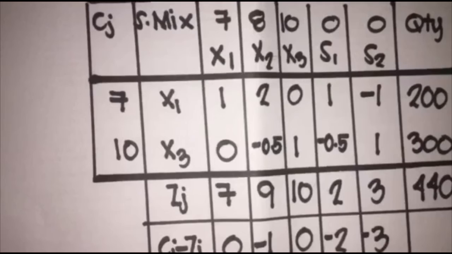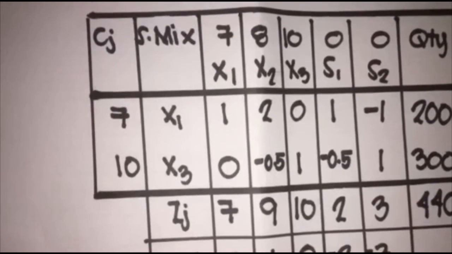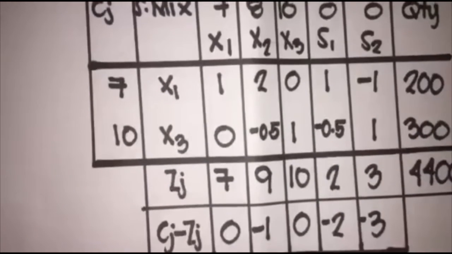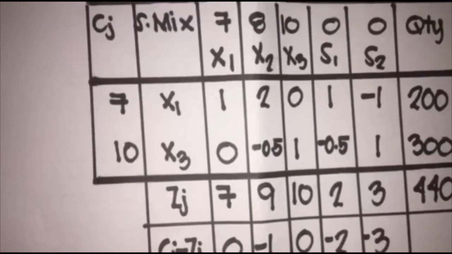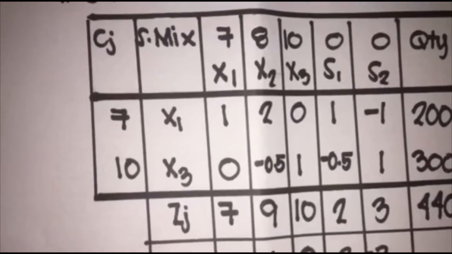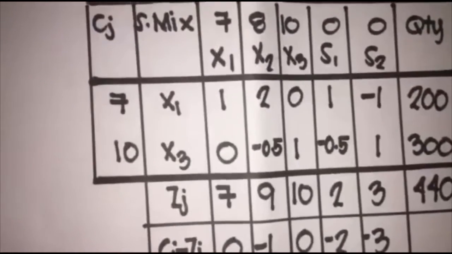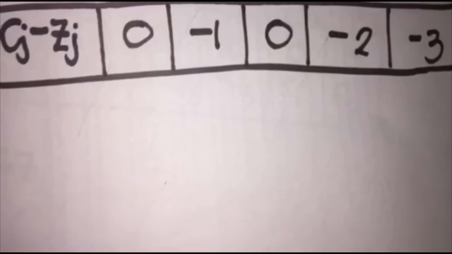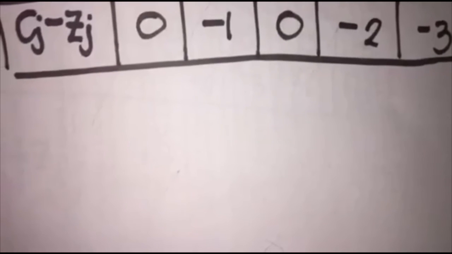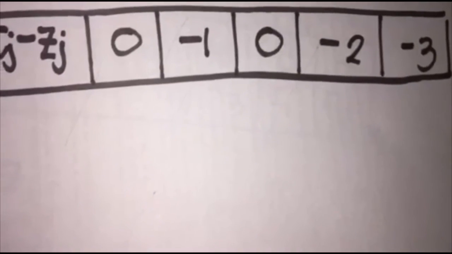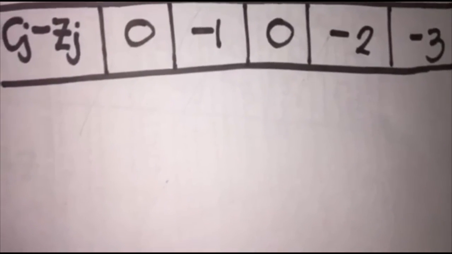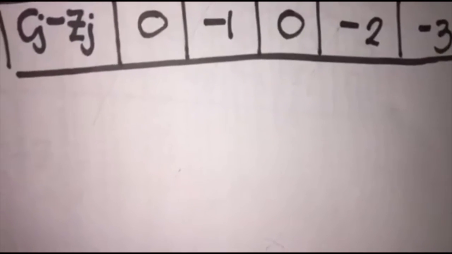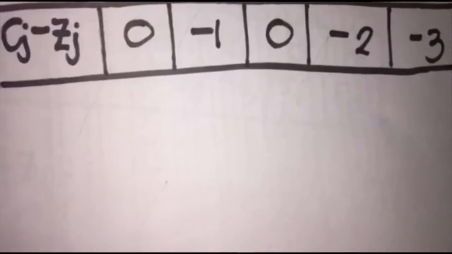Since we were not yet able to get the optimal solution for tableau number 3, we repeat steps 3 to 7 for tableau number 4. After repeating the steps, this is how tableau number 4 will look. Highlighting the CJ minus ZJ row, the values are 0, negative 1, 0, negative 2, negative 3. As we can see, there is no positive value. This means that we have reached the optimal solution.